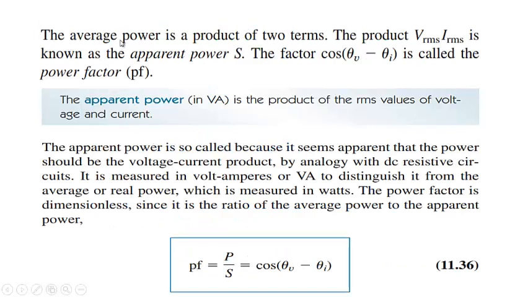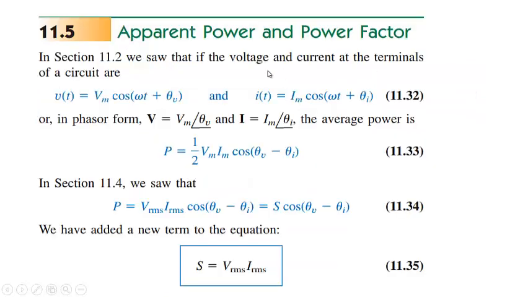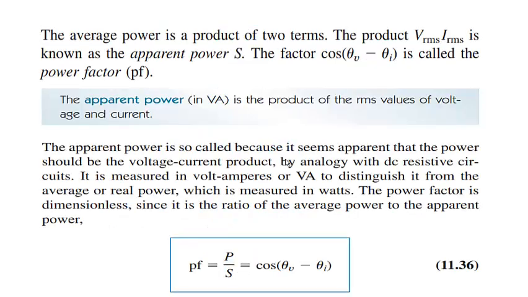So the average power, as we know, is the product of two terms. The first one is Vrms Irms, known as the apparent power, and the second term, cos(θV minus θI), is called the power factor that we calculated a few slides before. The power factor is nothing but the cosine of the angle between the voltage and the current. You can see θV minus θI is nothing but the angle between the voltage and the current.